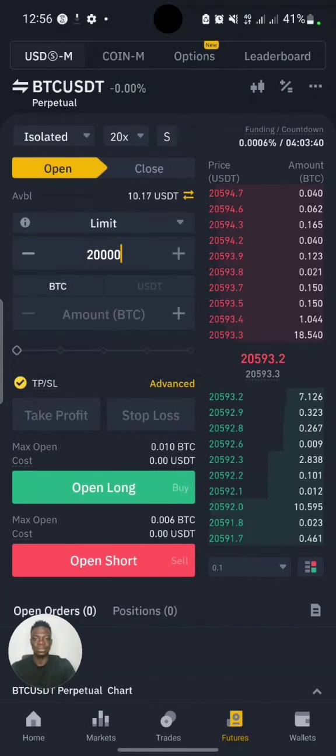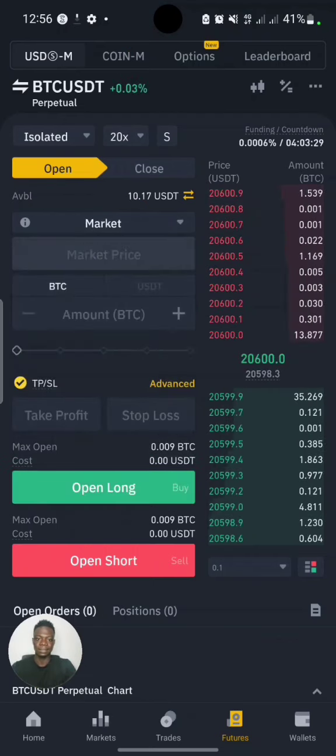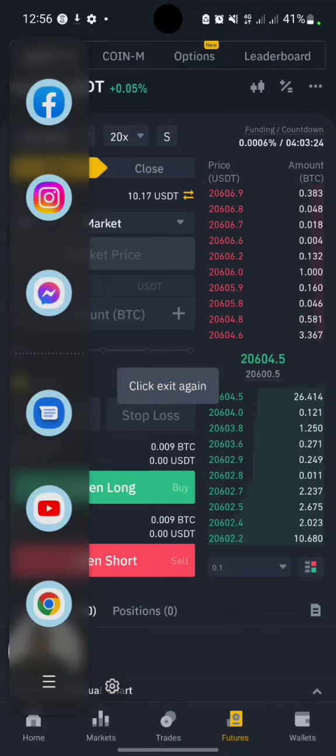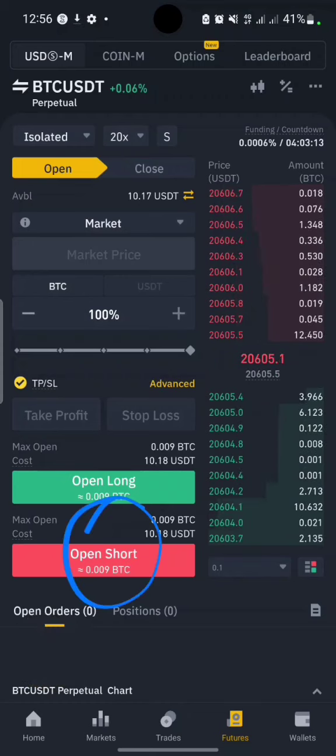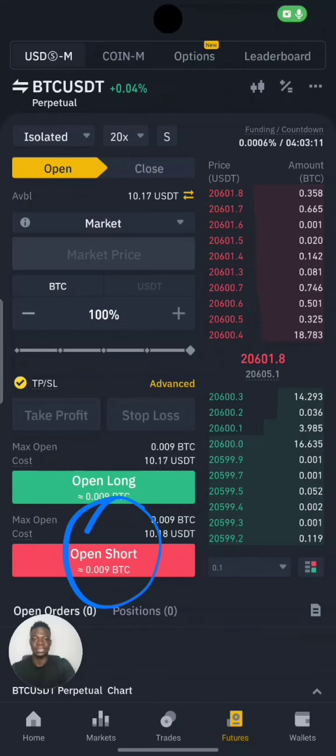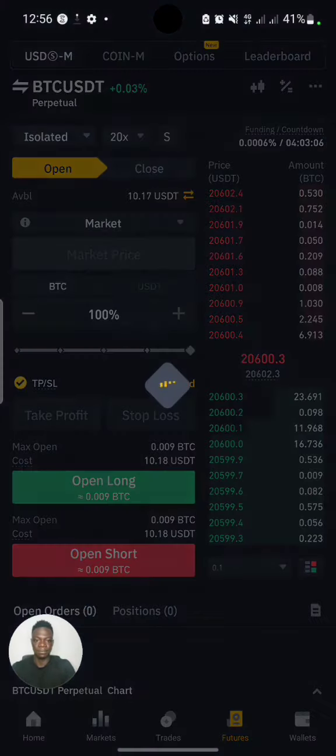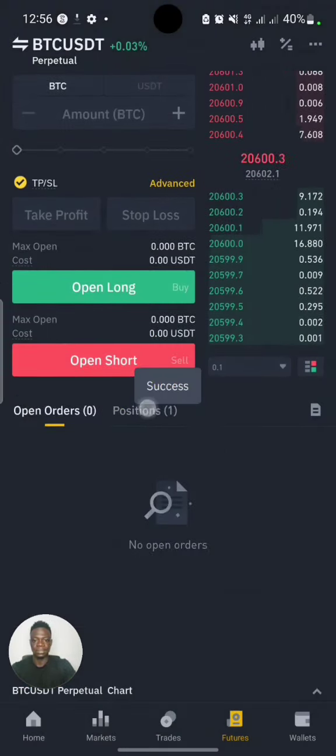So let's say I want to short this market from this position and I want to use market order. All I'm going to do is I'll just come and click here, limit, and change it to market. If I change it to market, then I would use 100%. Then the next thing I want to do is I will just click on short because I want to short the market. So I'll just click short position and then short the market from there. Right, as you can see, I'm already in the market.